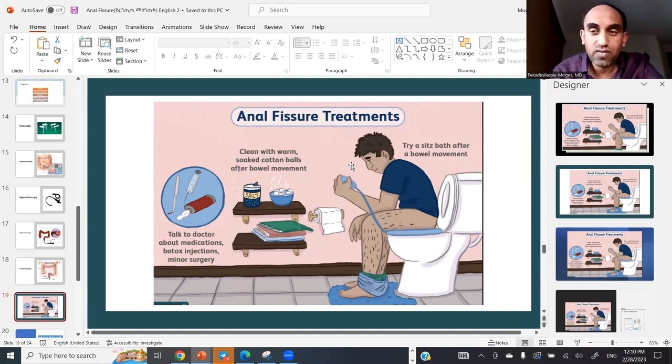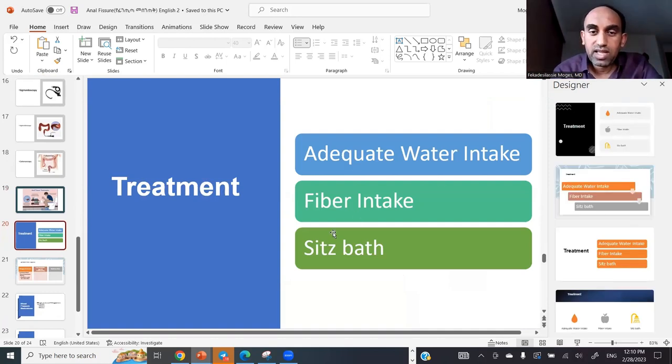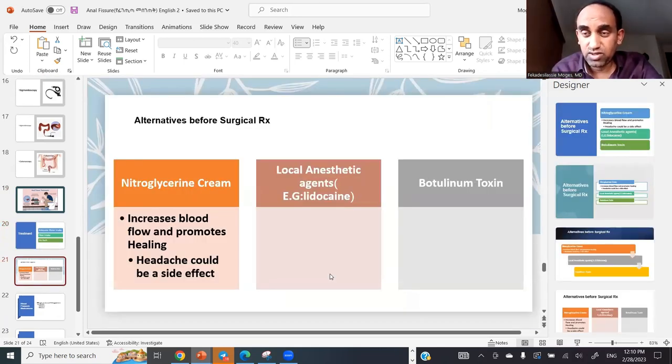One of the challenges of anal fissure is that the blood supply around the perianal region is poor. Sometimes the healing gets compromised. There is no good enough blood supply going into that crack, so that's why it's not healing fast. Adequate water intake, fiber intake, sitz bath, just like hemorrhoids. You avoid constipation, you avoid exacerbation of the anal fissure.